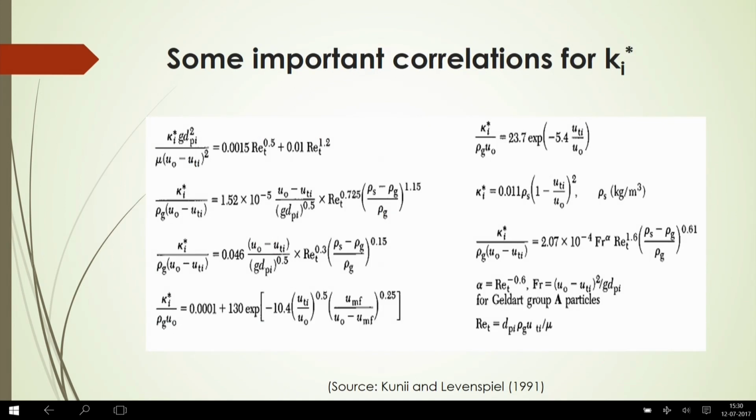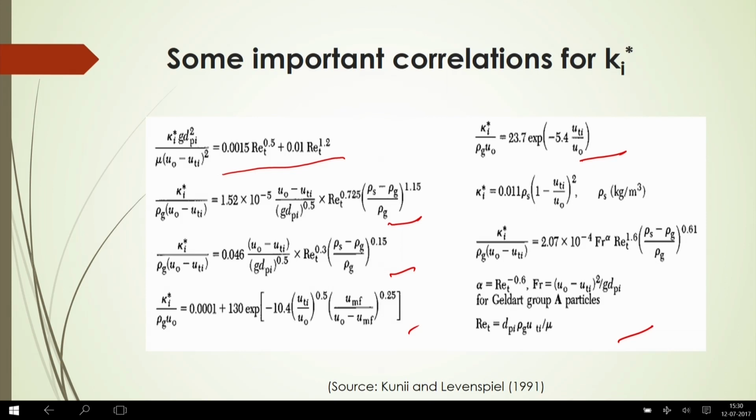Now, some important correlations for K I star as per different investigators from their experimental results are given in the Kunii-Levenspiel textbook. So, these are the different correlations from which you can get this K I star. These correlations will be helpful to know K I star for designing any fluidized bed.